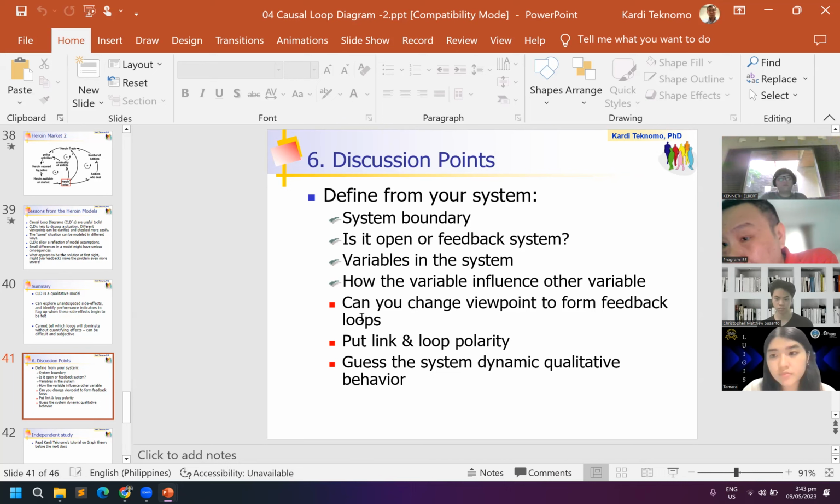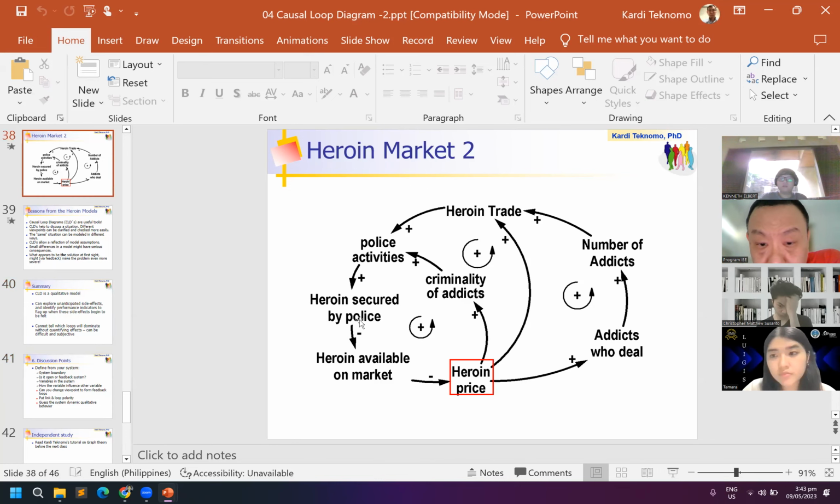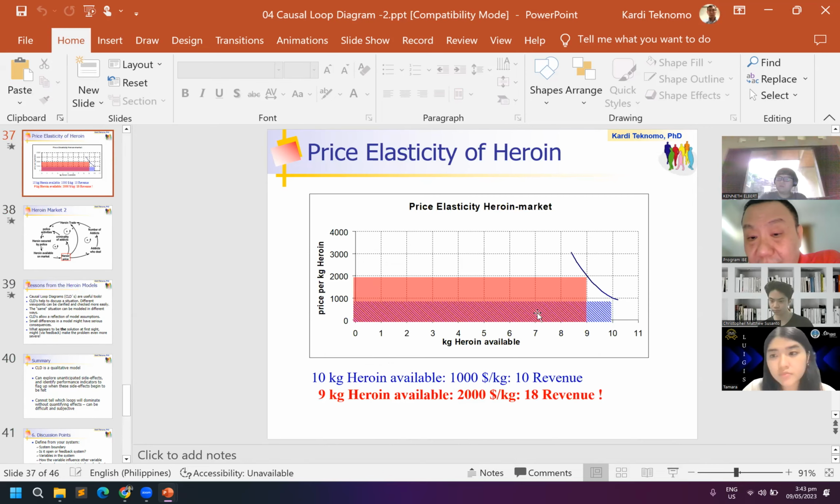I want to ask about the heroin. Why is it becoming negative? The price? This one? Yeah. The more heroin available in the market, the lower the price. The less heroin in the market, the higher the price. So this is a negative, isn't it? Because of the price elasticity.